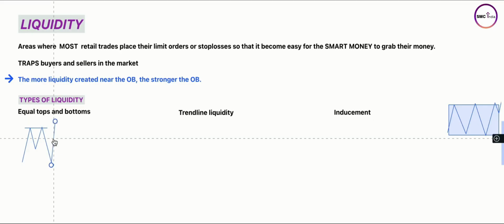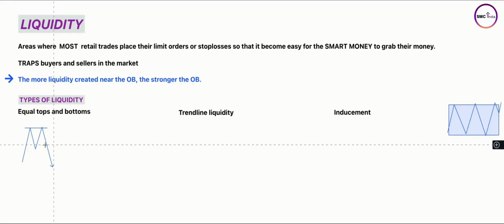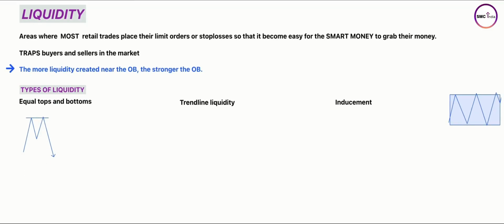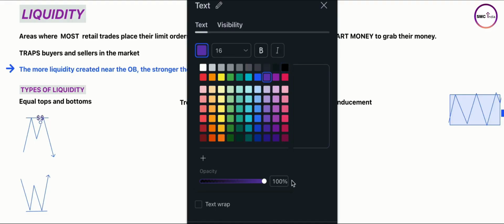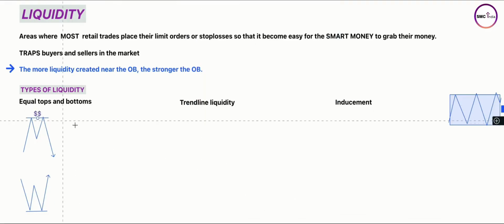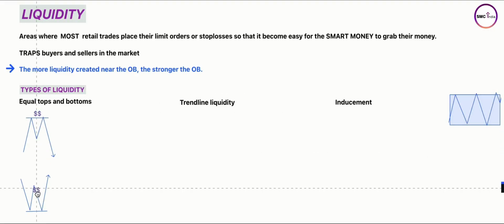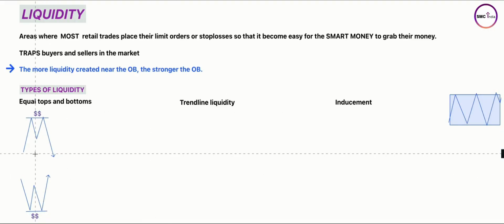So I'm marking just the types of liquidities here, deleting this. Equal tops and equal bottoms are very common forms of liquidity. We generally mark the levels of liquidity with say a dollar sign or pound sign, whatever you wish. Generally these are the symbols for liquidity.